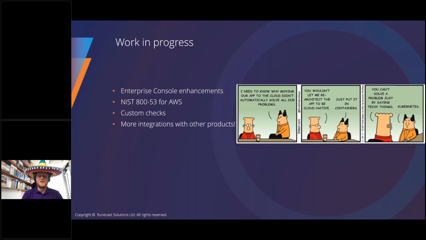So this will be vSphere with Kubernetes and other distributions, other methods of running Kubernetes. So Red Hat OpenShift. If you want to roll your own Kubernetes, we're going to give you the capability to check these things. We're going to have some enhancements to the enterprise consoles.